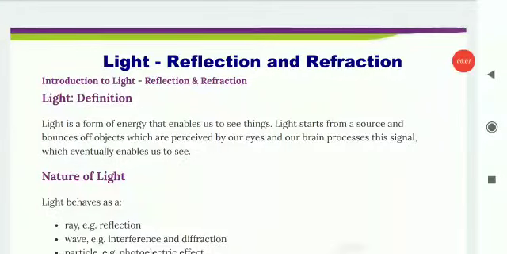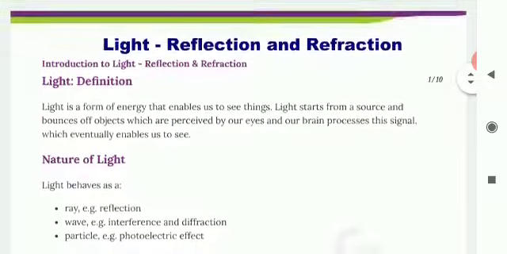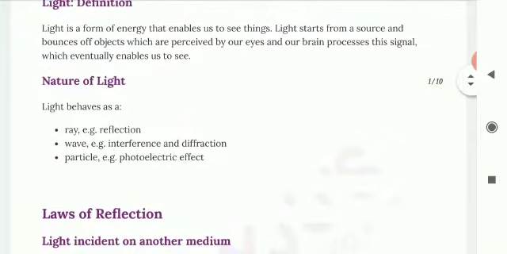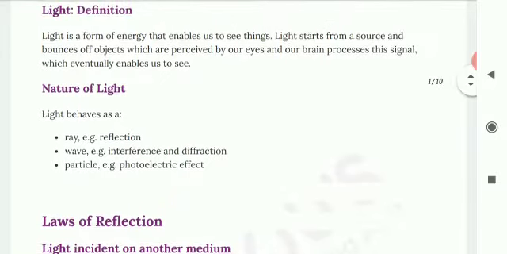Hello students, today we will start a new chapter, light reflection and refraction. Let us discuss the definition of light. Light is a form of energy that enables us to see things. That means until and unless light falls on any object, we can't see them.